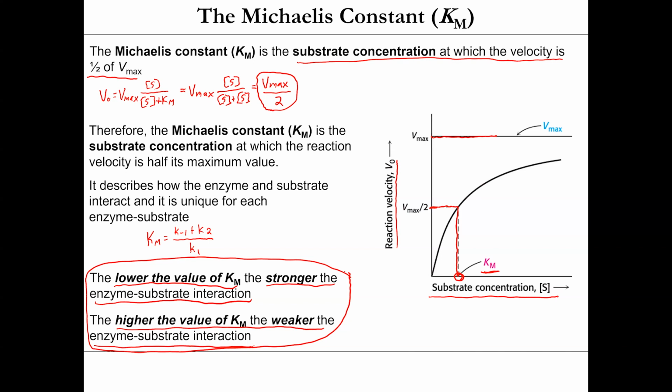So that's Km. It's a very important concept. It's very important for you to understand both that Km is the substrate concentration at which the velocity is half of Vmax, and that the lower the value of Km, the stronger the enzyme substrate interaction, and the higher the value of the Km, the weaker the enzyme substrate interaction is.